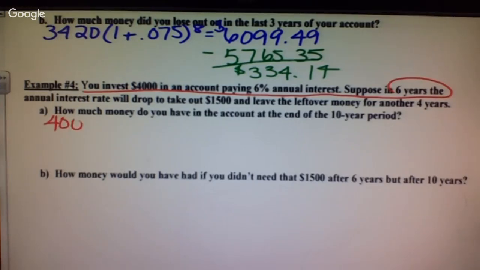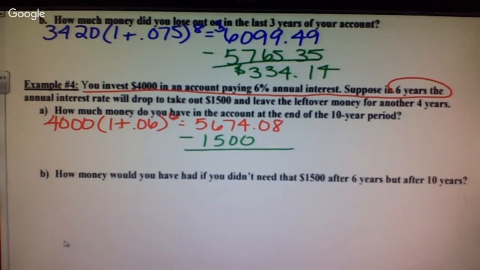So we put 4,000 in. It's going up by 0.06, that's 6%, for 6 years. That gives $5,674.08. After those 6 years, what's happening? The annual rate drops and takes out 1,500. So we're going to subtract 1,500, because we're going to take out money. It's going to come out of the account. $4,174.08.